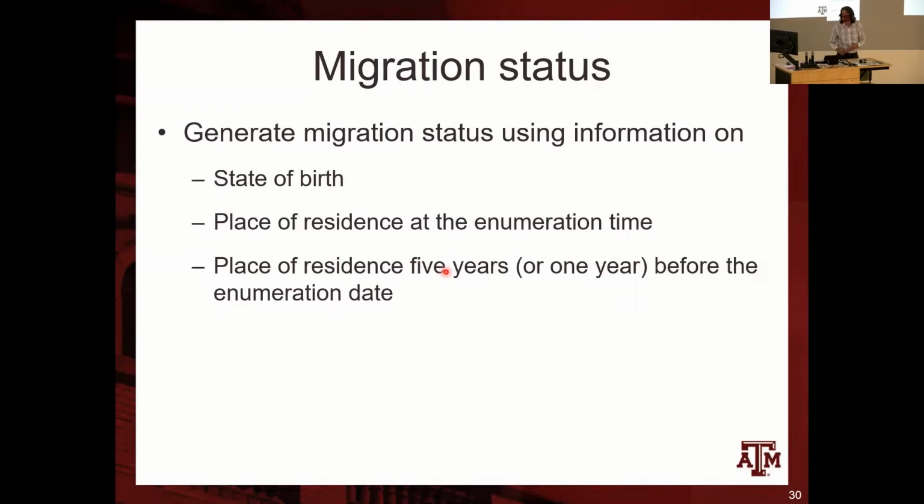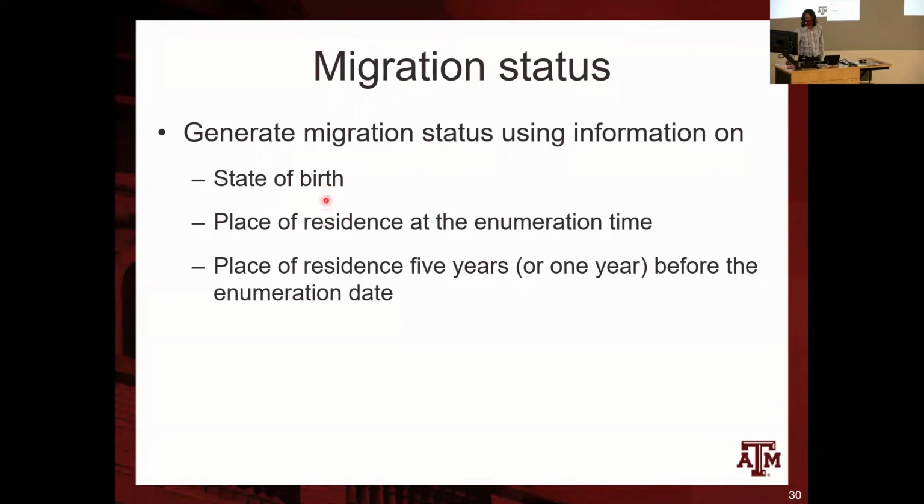Right? So usually, if I know that a person is now living in Texas, and that person tells me that he or she was born in California, I can, in that case, say that that person is an internal migrant from California to Texas. But if that person is in College Station and says that they were born in Texas, that person is not going to be an internal migrant.